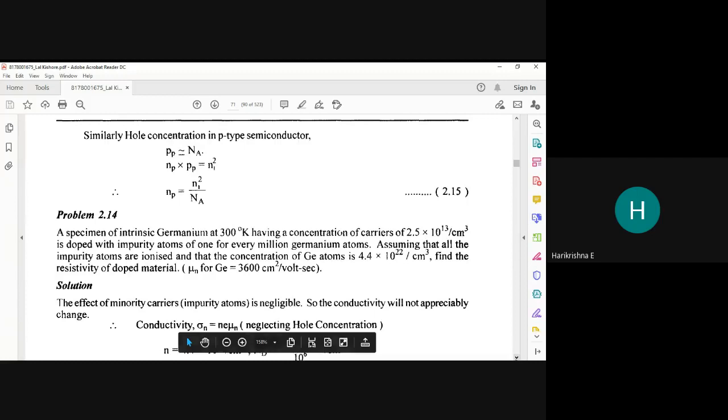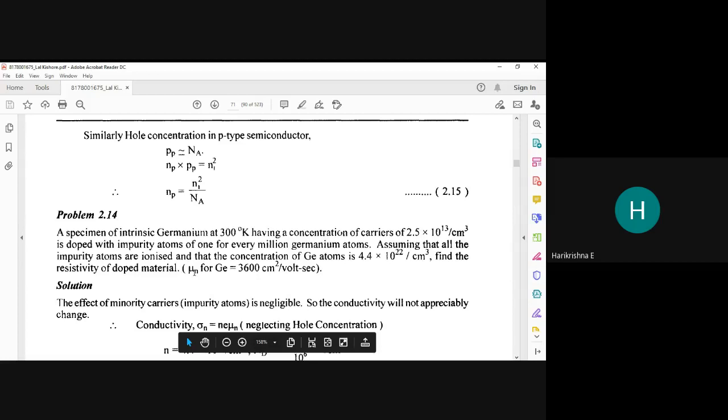A specimen of intrinsic germanium at 300 degrees Kelvin, having a concentration of carriers equal to 2.5 into 10 power 13 per centimeter cube, is doped with impurity ions, 1 for every million germanium atoms. Million is nothing but 10 lakhs. So 1 for every 10 lakhs germanium atoms. Assuming that all impurities are ionized and the concentration of germanium is given, find the resistivity of this material.